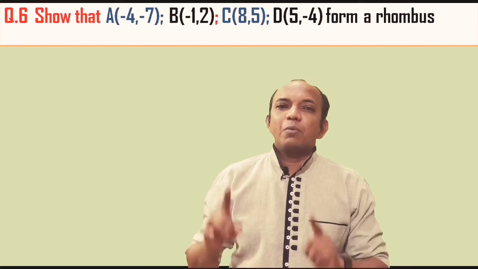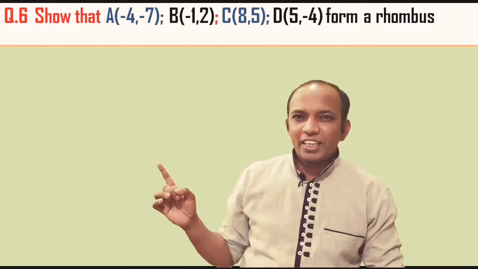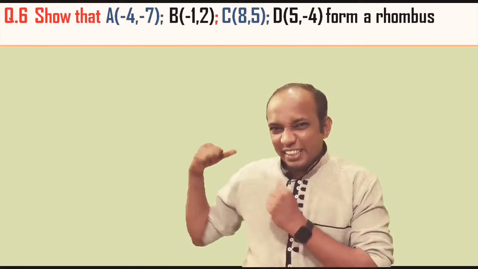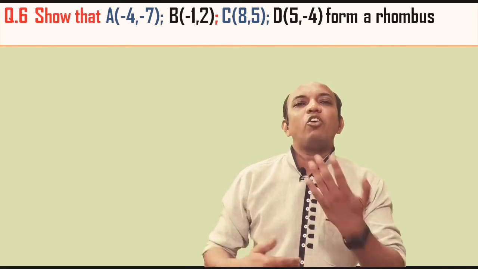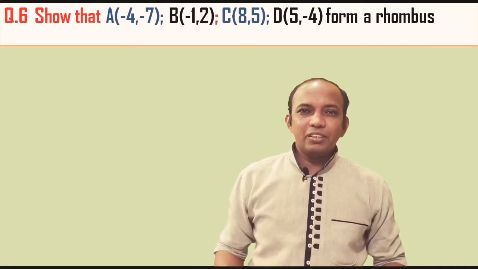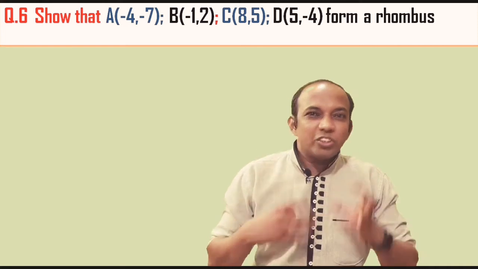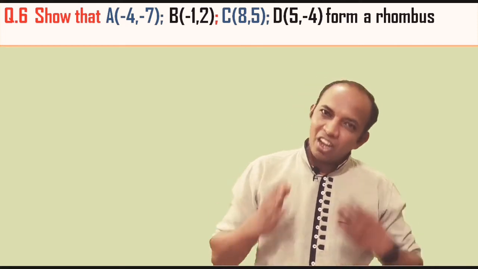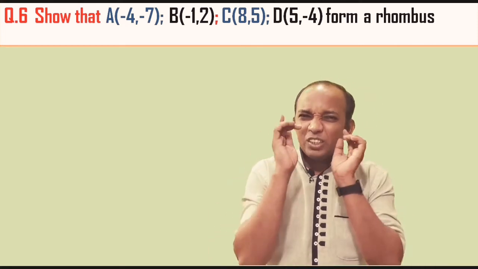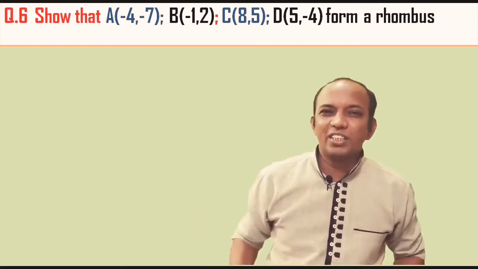Now the sixth sum is nothing but the same as the fifth one. In the fifth sum we showed those vertices are of a parallelogram, and in this sum we are going to show they are of a rhombus. That means the procedure will be the same. By the distance formula we are going to find the length of the sides, but just one change will be there. Let's see what that change is.